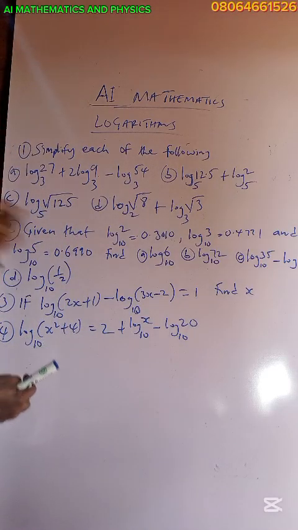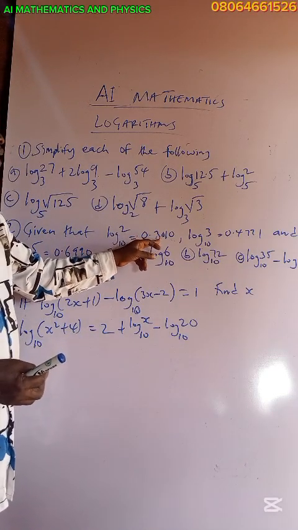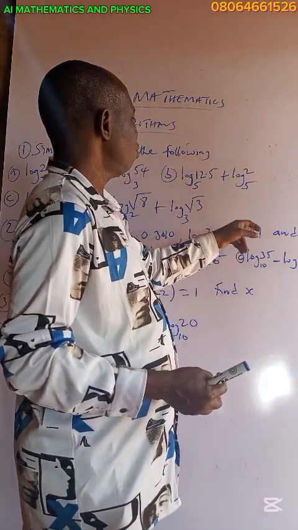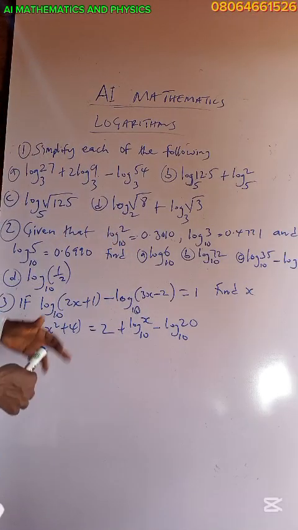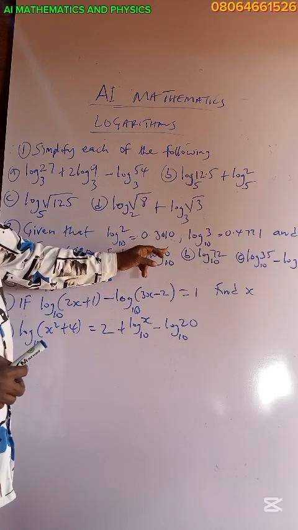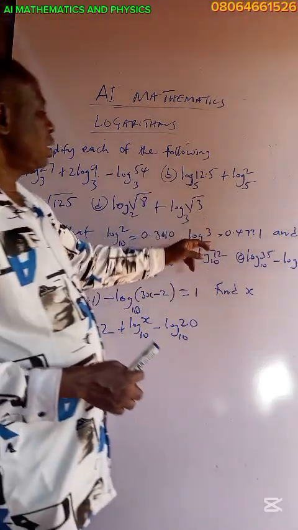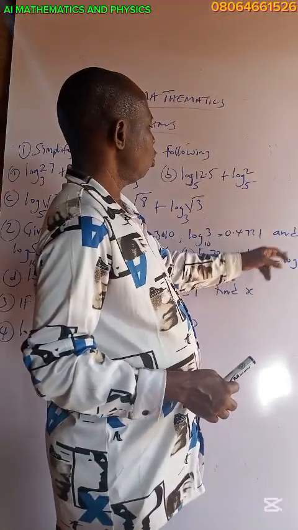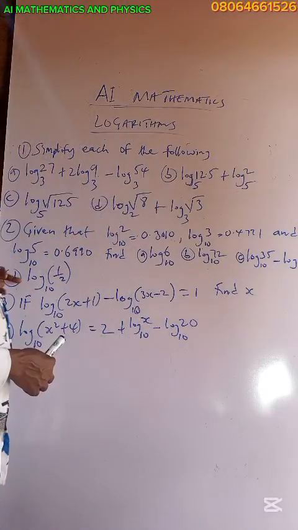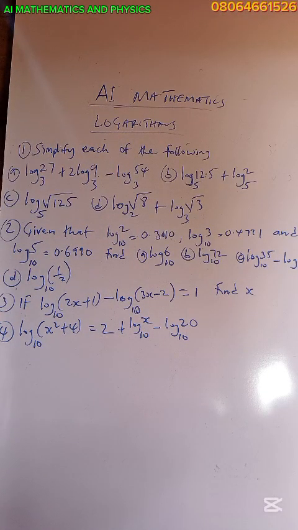Another question: given that log 2 base 10 is equal to 0.3010, log 3 base 10 is equal to 0.4771, and log 5 base 10 is equal to 0.6990, find A. Log 6 base 10. B. Log 72 base 10. C. Log 35 base 10, and log 17.5 base 10. D. Log half base 10. 3. If log (2x plus 1) base 10 minus log (3x minus 2) base 10 is equal to 1, find x.